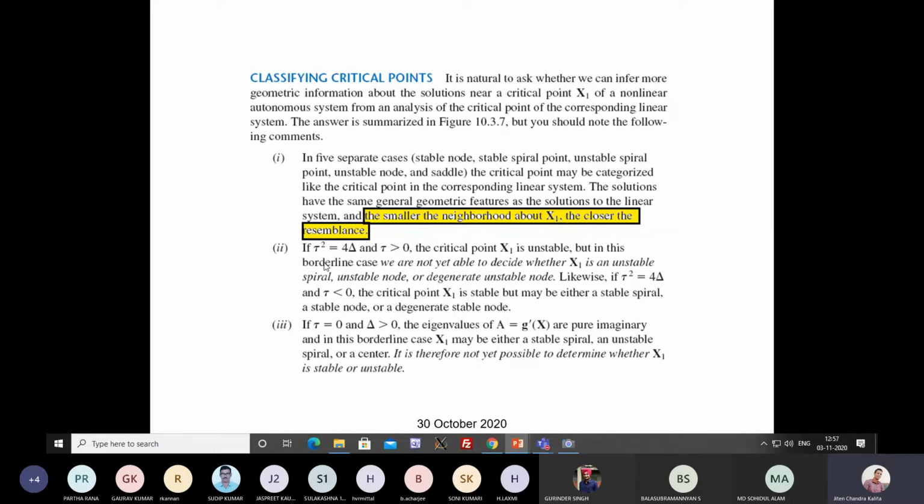Now let us see this case: tau squared equal to 4 delta. You know that this corresponds to all points lying on the parabola. We had drawn it earlier. You remember this, right?